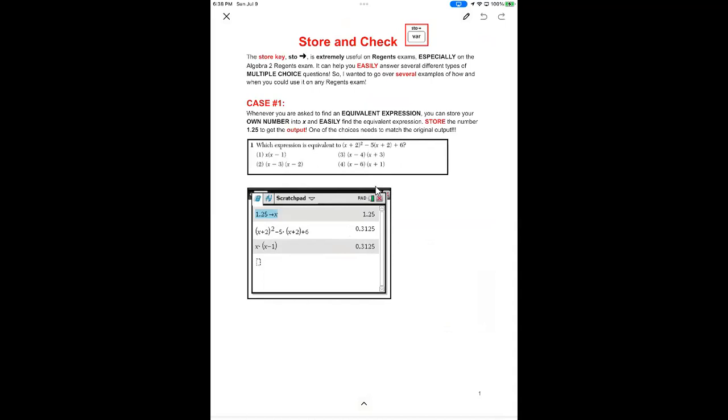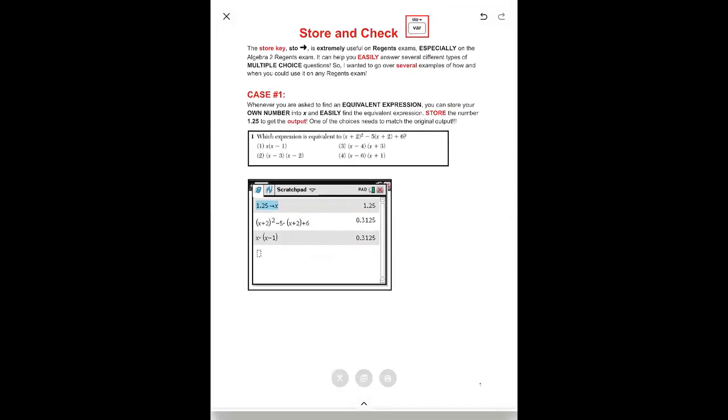So what I want to do is go through and show you how to use the store and check first of all, and then show you what kind of questions you should be on the lookout for in order to be able to use the store and check. So that's what I'm going to do right now. And let me move this up a little bit.